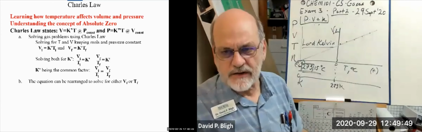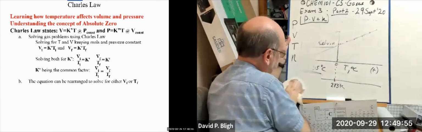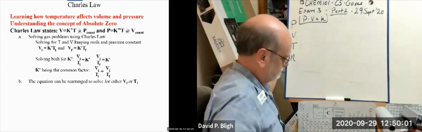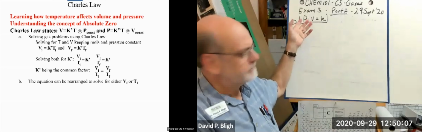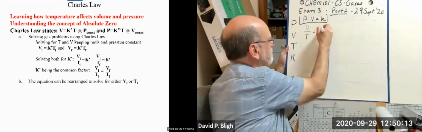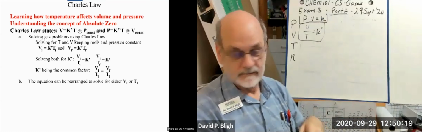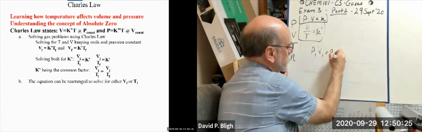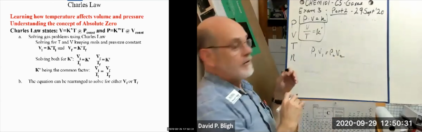So remember, we have two ways of expressing our laws. We have the basic form. That's a different K. And then we have the before and after form. So for Boyle's law, remember, it was P1V1 equals P2V2. Okay.